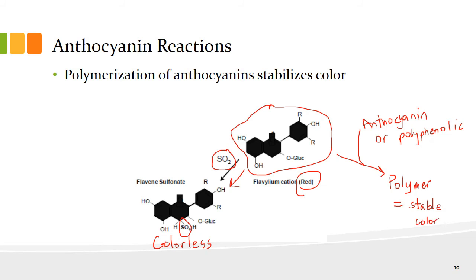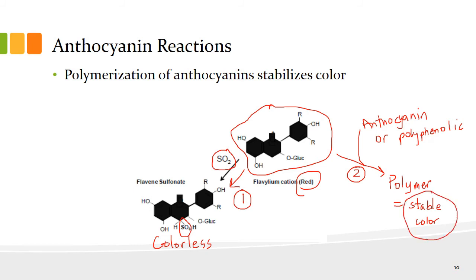So they would not be bleached by sulfur dioxide. So you have a couple choices. One, you can go in this direction and have sulfur dioxide bleach your anthocyanin so it's no longer red, it's now colorless. Or you can go in another direction when the anthocyanin actually polymerizes with other anthocyanins or other polyphenolic compounds to make nice stable color.